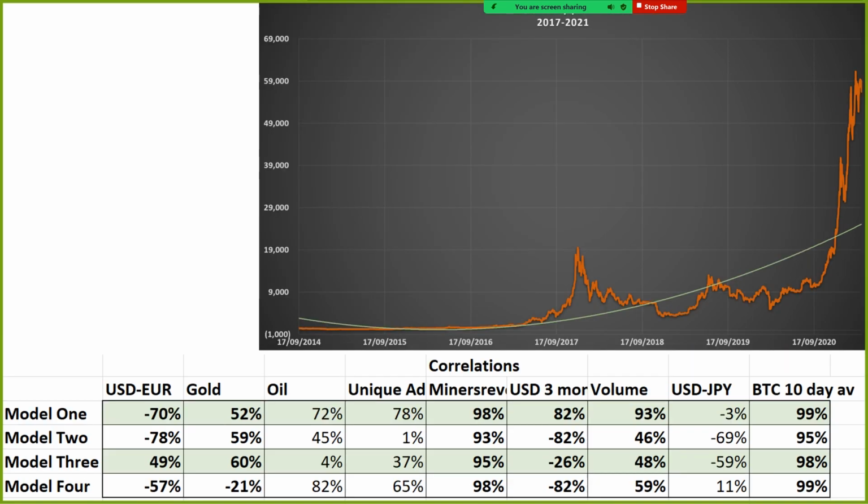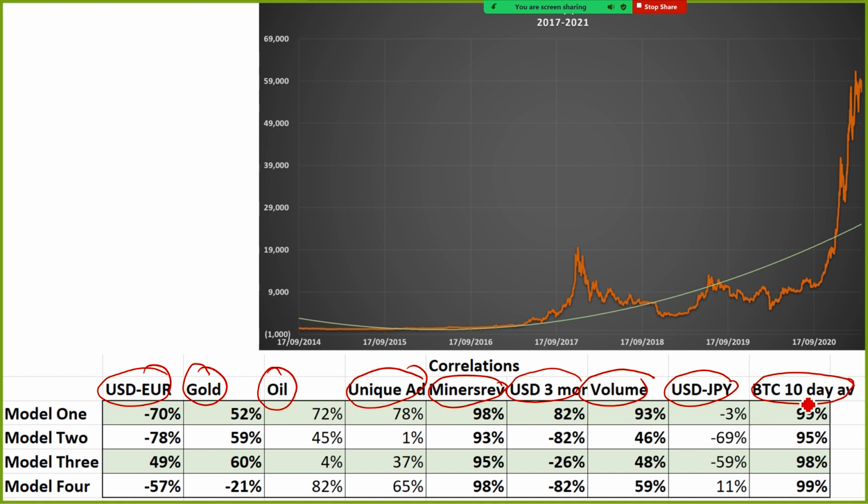Then we said that we calculated correlations for these 4 periods. So the variables that we had: the USD Euro exchange rate, we had gold, we had oil, we had unique addresses of Bitcoin, we had miners, people who mine Bitcoin, their revenues, that's miners revenue. We had the 3-month USD interest rate, we had the volume traded, not volatility, we had the USD JPY. So USD is a currency, Japanese yen is a currency. Here USD is a currency, Euro is a currency. And then we had the 10-day moving average for Bitcoin from the previous days.